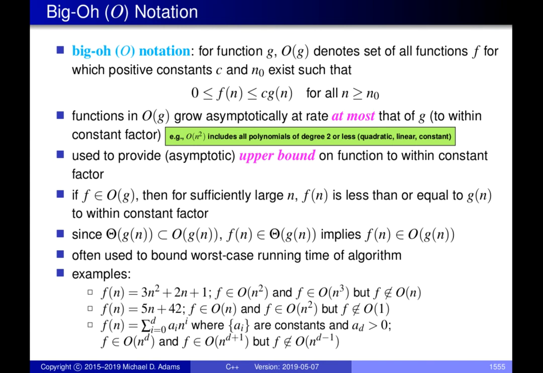And then we have big O notation. Big O notation, it's a similar story, except the inequalities that we have are a little bit different. This is basically upper bounding a function. So if we have big O of some function g, this is the set of all functions f that are bounded above by a constant times g.